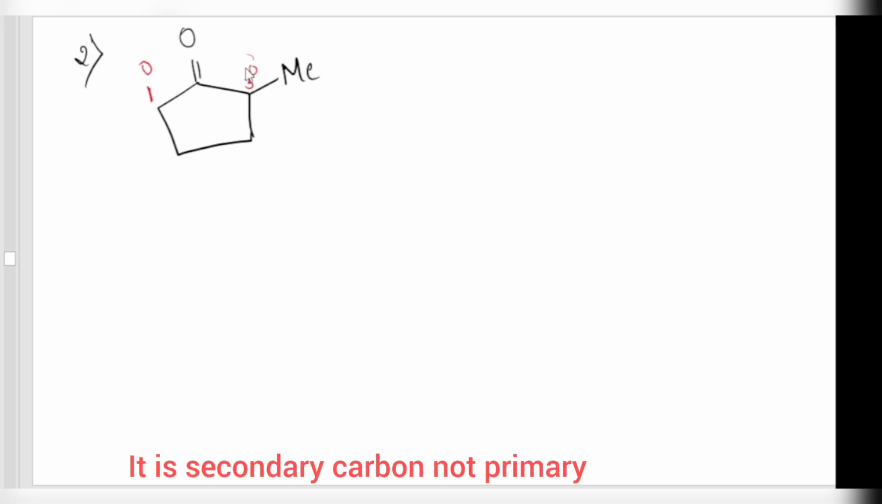This is the second example I'm giving over here, which contains a cyclic ring, that is cyclopentanone, with a methyl group at the alpha position. First of all, we have to understand the type of carbon adjacent to this particular carbonyl group. Here a tertiary carbon is there and here a primary is there. Between this tertiary and this primary, we get a maximum migratory aptitude for the tertiary carbon.